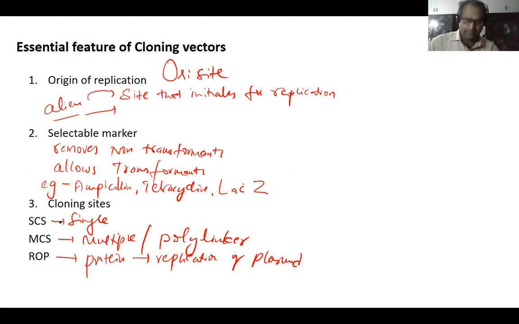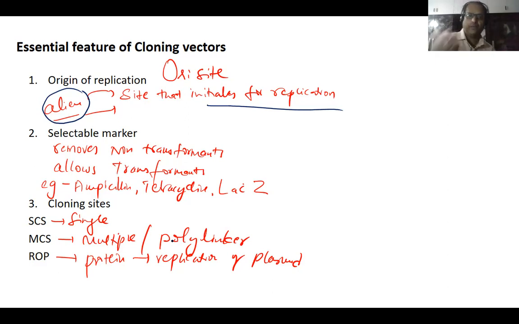Why? Because a foreign gene, which you can also call an alien gene, once introduced into the vector, for example a plasmid, has to be placed at a site that initiates the replication.